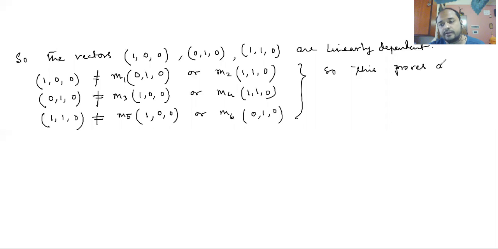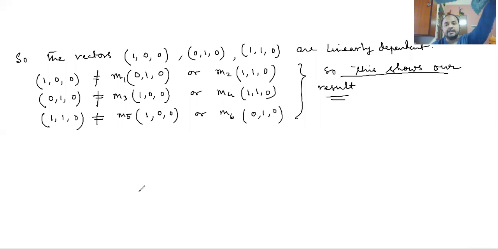Okay, and so this shows our result, which is given in the question, that in this three-dimensional space there may be 3 points whose linear combination is 0, with not all scalars being 0. These vectors are linearly dependent vectors.